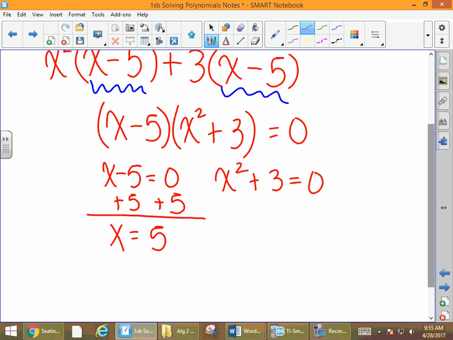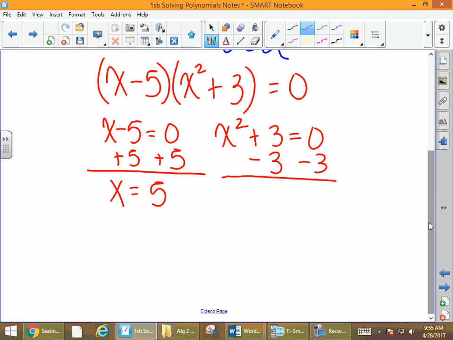But it's probably the second one that maybe is a little bit more concerning to you. I think it'll be straightforward. When we start by subtracting 3 from both sides, we want to isolate the x squared term, which ultimately is what we're trying to solve for. We get x squared equals negative 3. And in order to solve this, we need to undo the square. The inverse operation of squaring is square rooting.